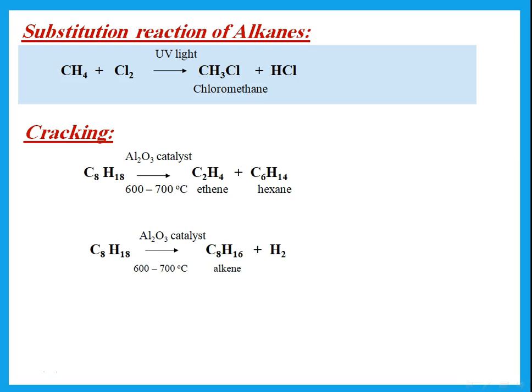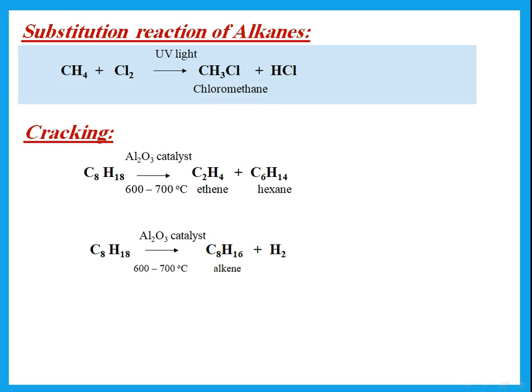Now you have to remember that this reaction will not happen unless you give it UV light. So if he says, what is the condition for substitution reactions? It is UV light. And remember, don't write UV light unless he's asking for the conditions. If he's just asking for the equation, you don't write the UV light. And what comes out from this reaction, if I'm starting with methane, is called chloromethane or bromomethane, depending on what I'm reacting.